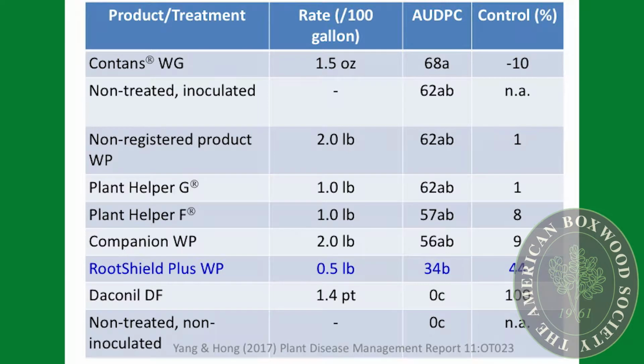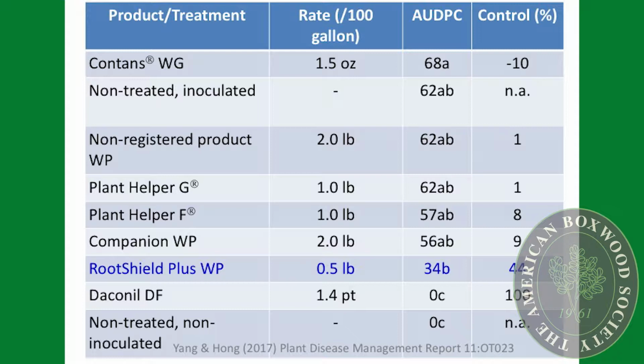And here's some of his data showing you the benefits of some of these treatments. Over here at the left, you can see the names of the materials. This includes some that are actually registered materials. The plant helper is a Trichoderma material. The companion is not a fungus, but actually bacteria, that's Bacillus subtilis. And Root Shield Plus is a combination of 2 fungi, what used to be called Gliocladium, now Trichoderma virens, along with the Trichoderma harzianum. And then down here is Daconil, which is familiar to you as a competent chemical control for the disease.